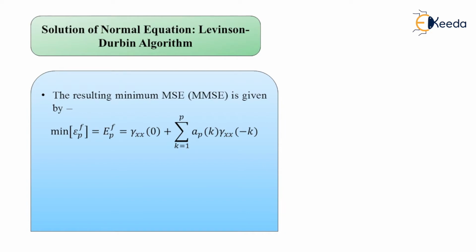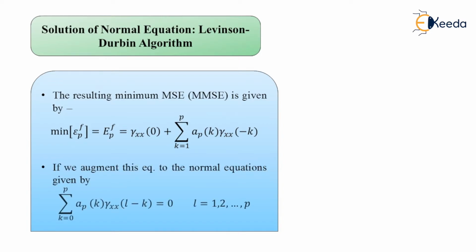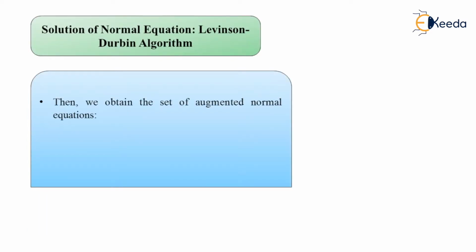Now if we augment the normal equation given by the following form, where we have the summation k equal to 0 to p of the prediction parameter a suffix p of k multiplied by gamma suffix xx of l minus k, equal to 0 for l equal to 1, 2, 3 and so on up to p, we obtain the set of augmented normal equations expressed in the form given here.